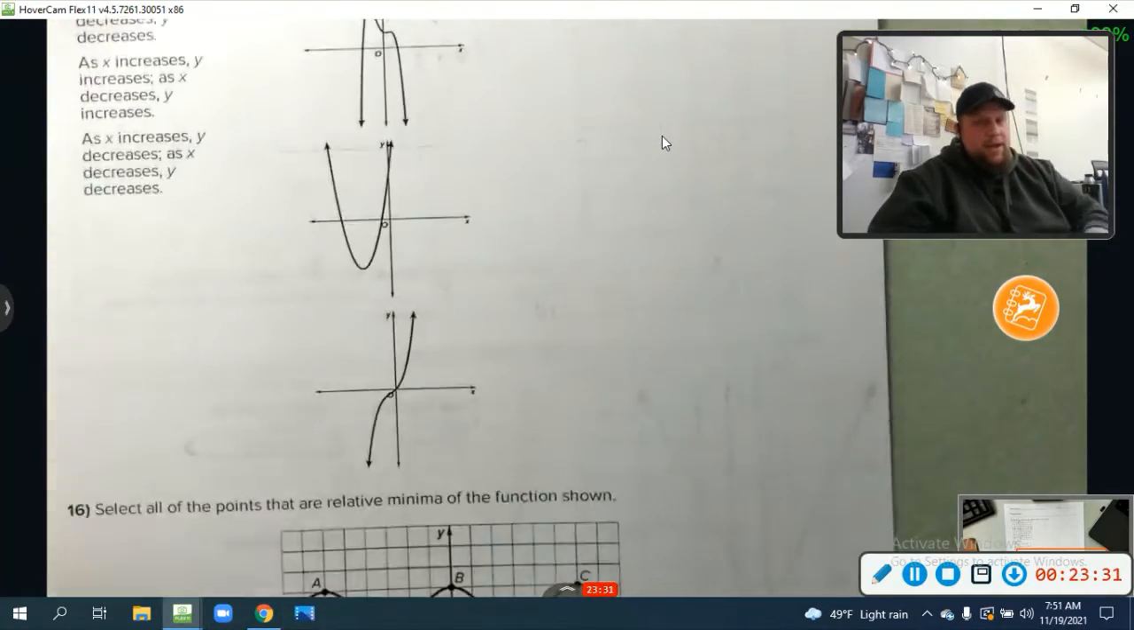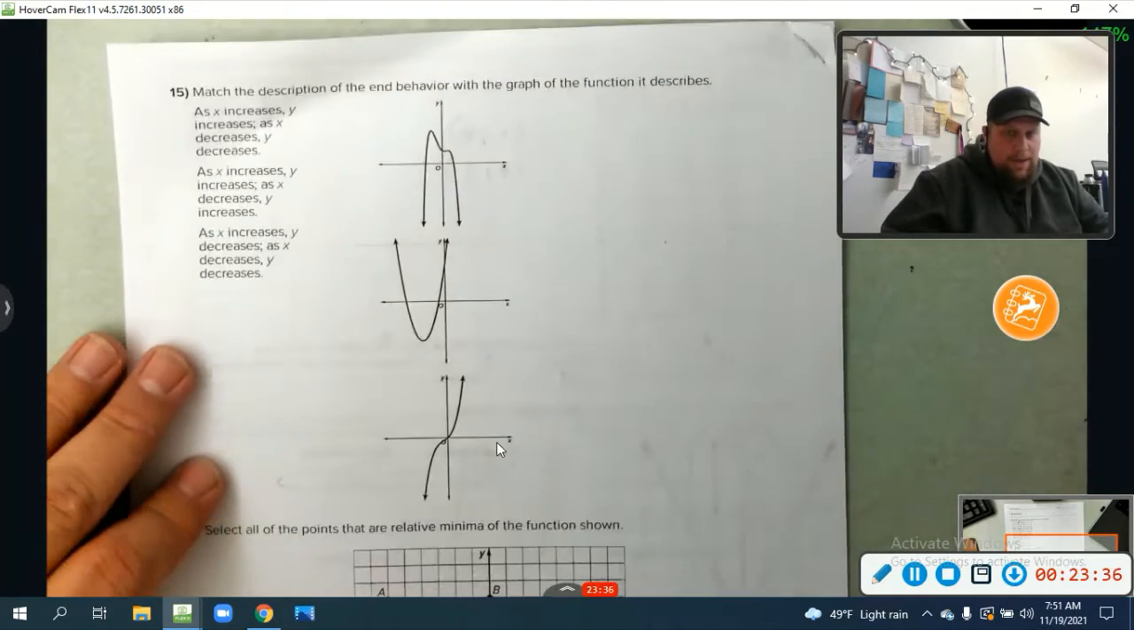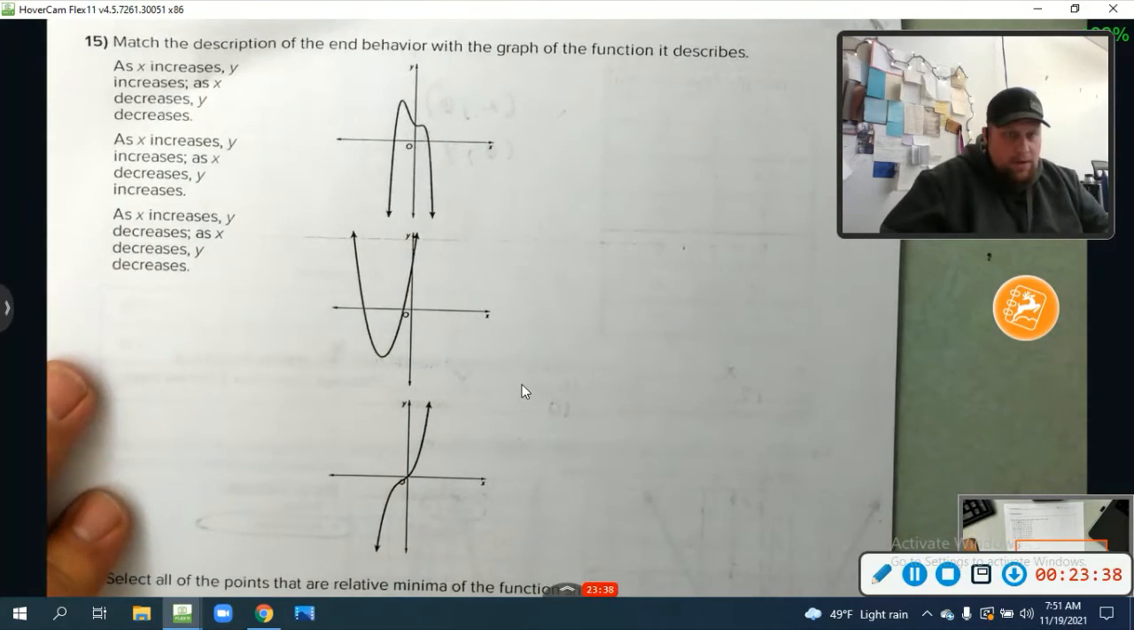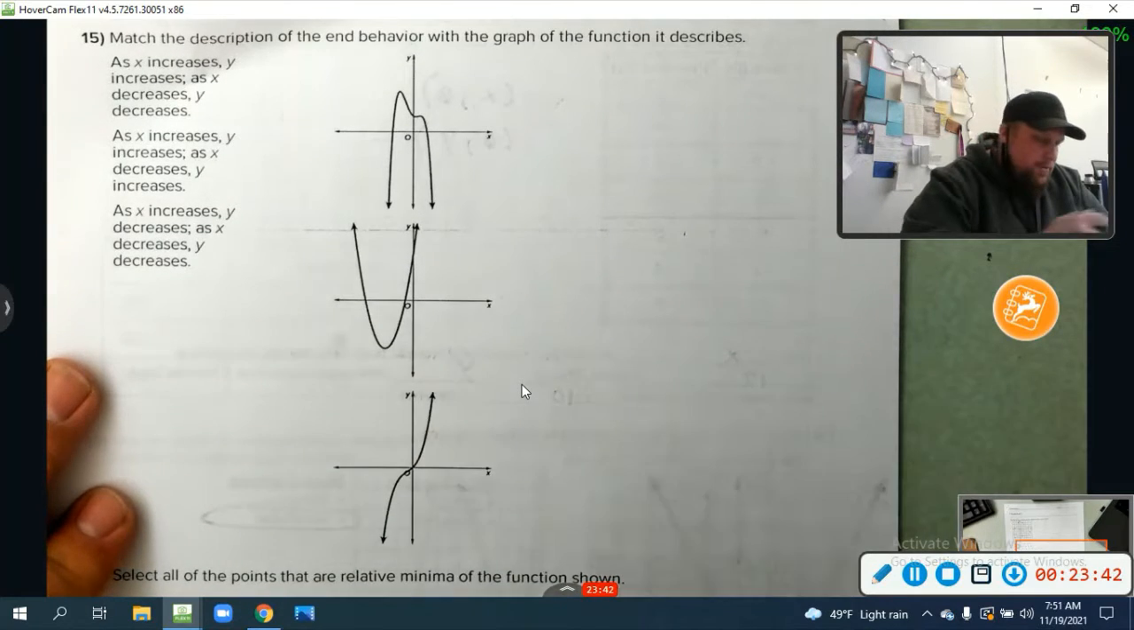Last page. This team test looked a lot longer than it was. It just had a lot of problems that were kind of big. You know what I'm saying? So match the description of the end behavior of the graph with the graph of the function it describes.